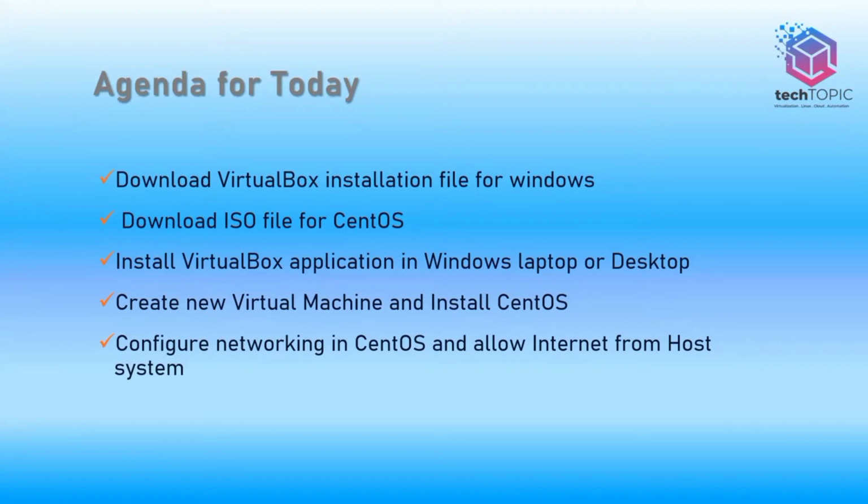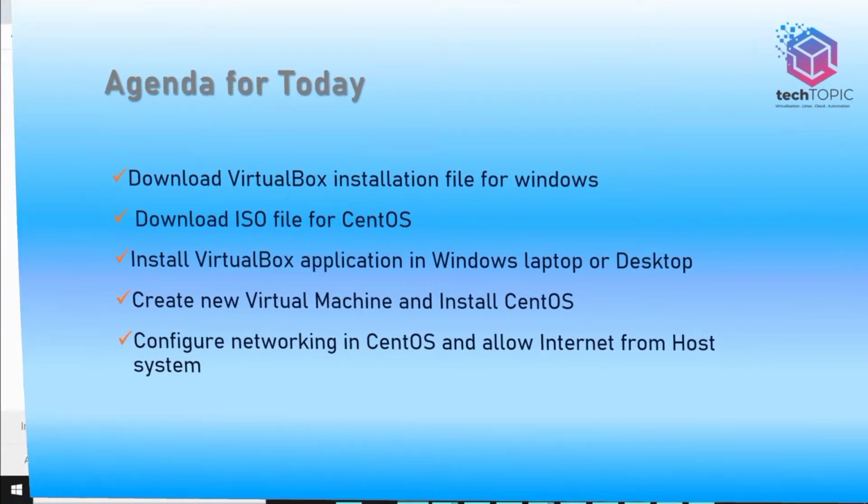Okay, so this is our agenda for today. First, we will download the VirtualBox installation file for Windows 10, because I am using Windows 10 on my laptop. Then we will download the ISO file using which we will install CentOS in the virtual machine. And then we'll do the installation part and configuration of networking, and obviously we'll allow the internet connection in the virtual machine as well. So let's see.